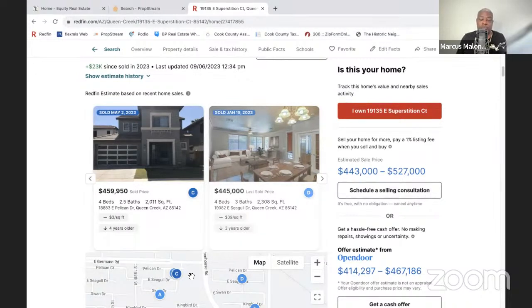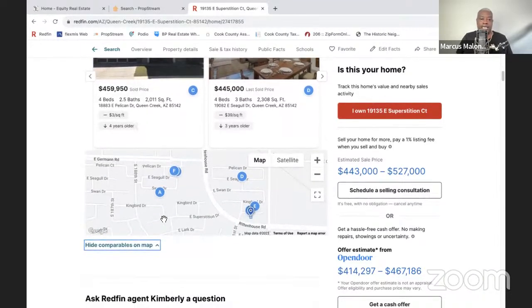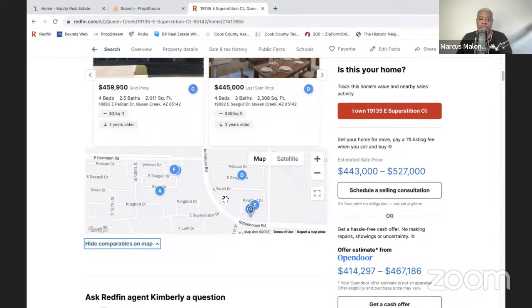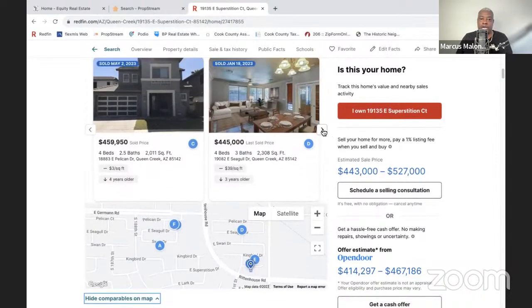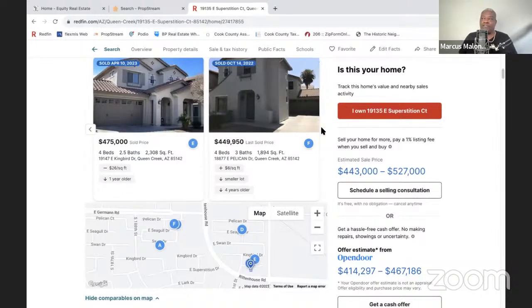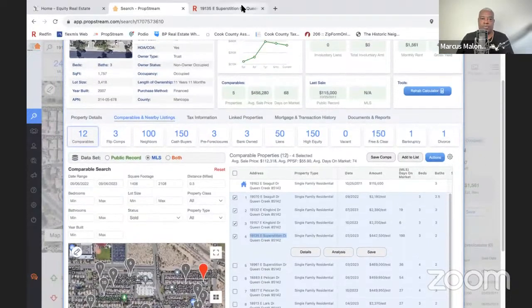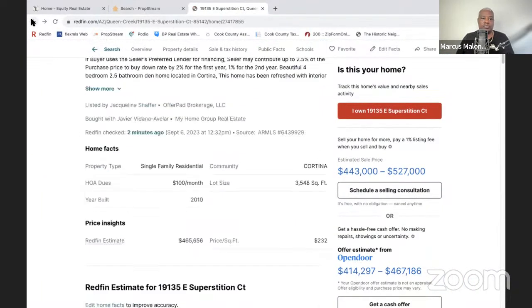Again, you normally don't want to cross major thoroughfares, but I know this area. This is the same community, which is named Cortina. All right, so I would safely say 440 to 450 will be the comp for this property. Let's go back to the subject property.